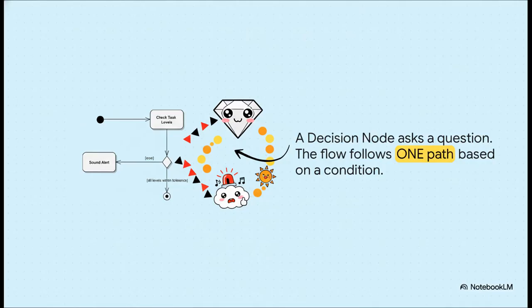So first up is the decision node. The best way to think about this is like a fork in the road. The process arrives at the diamond, a question gets asked, and based on the answer, we call that a guard condition, it can only go down one of the outgoing paths. So here, if all levels are within tolerance, great, we head to the end. If not, we take the other path and sound an alert.